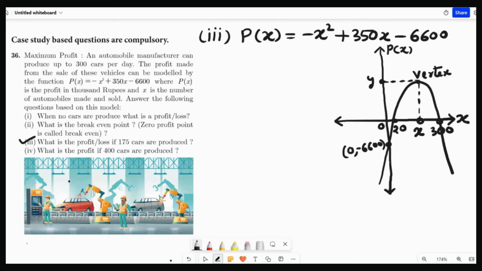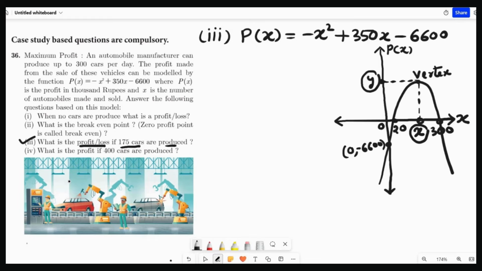That's the second part. The third question is, what is the profit or loss if 175 cars were produced? So we should understand whether it is a profit or loss. For that, we should know the number of automobiles that should be produced so that there is maximum profit. Now you see the graph. The graph is opening downwards, so the vertex is above, in the first quadrant. This vertex represents (x, y): x is the number of vehicles manufactured or sold that gives a maximum profit of y.